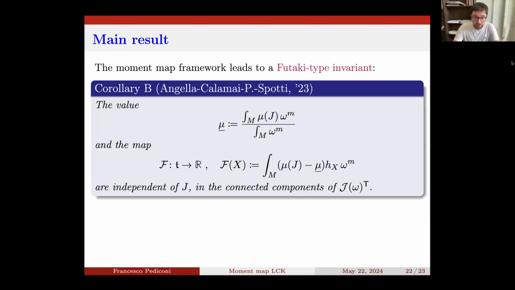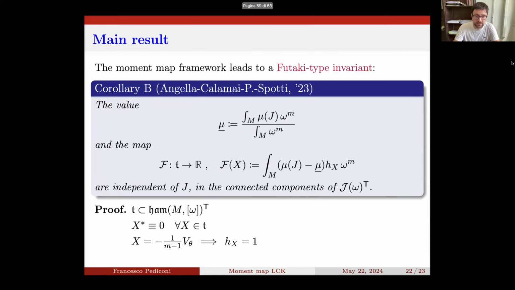Both of these two objects are independent of the complex structure J in the connected components of the infinite dimensional manifolds. I mean, this is just like a formal corollary, in the sense that it is straightforward to observe that the Lie algebra of the torus T actually, by assumption, lies inside the space of twisted Hamiltonian vector fields.